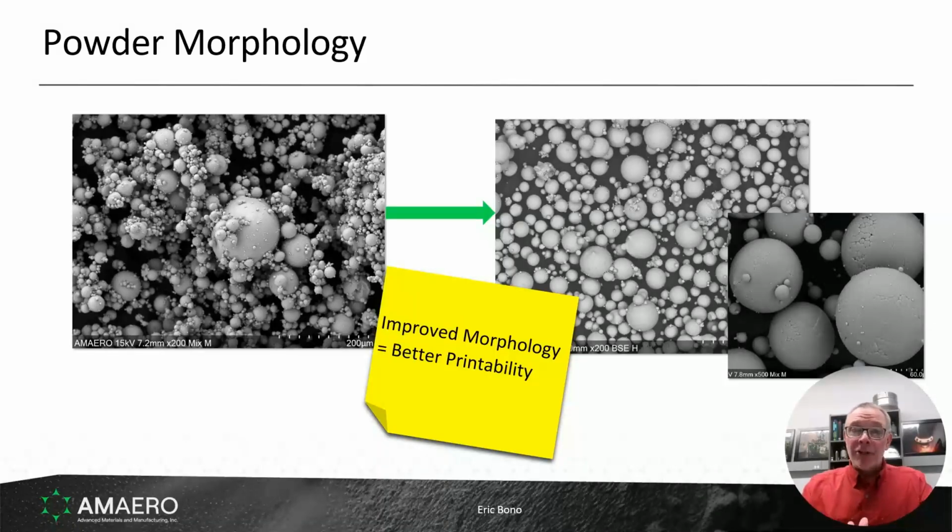Powder morphology. Just saying those words makes you sound intelligent, I think. In our world, morphology simply means the shape of the powder. Is it angular, globular, spherical? It's really just a vocabulary tool to help quickly characterize an aspect of the powder.